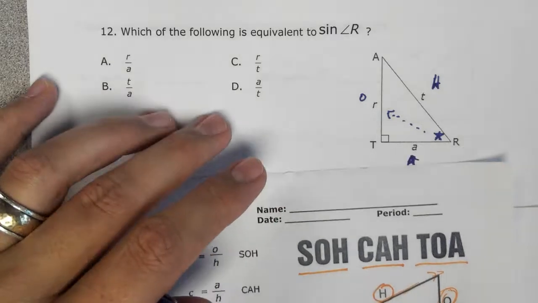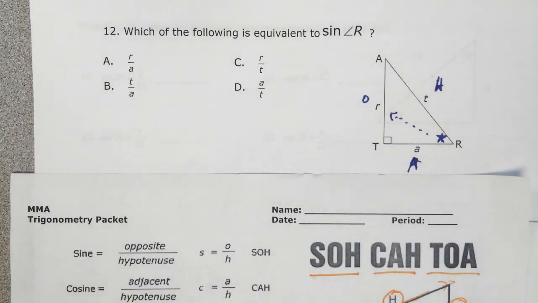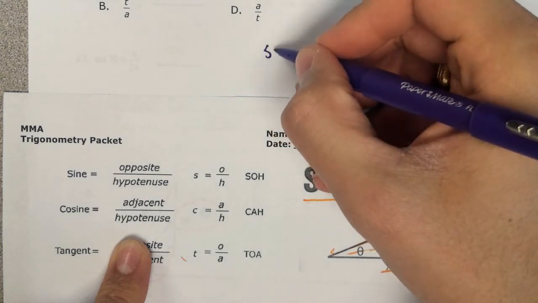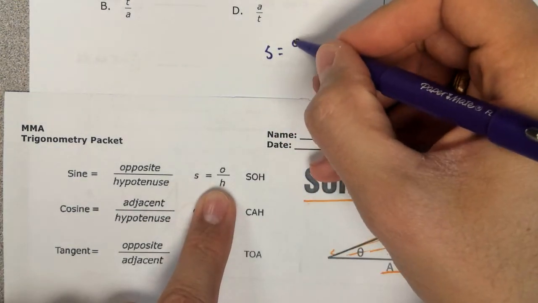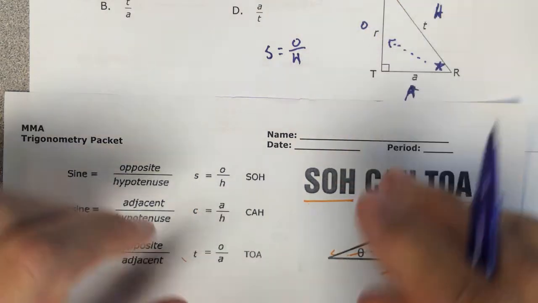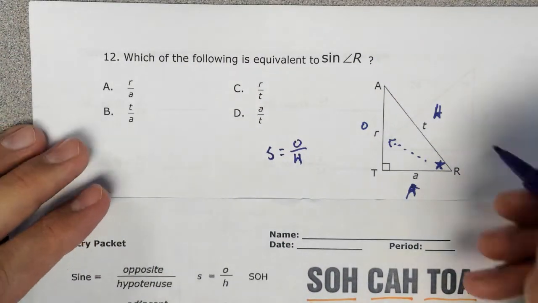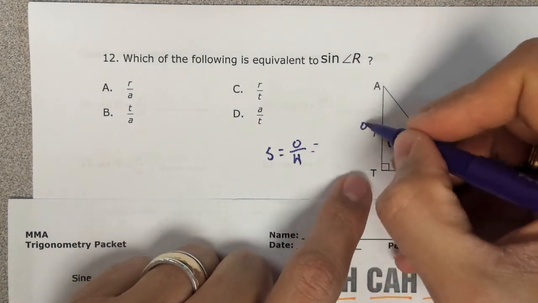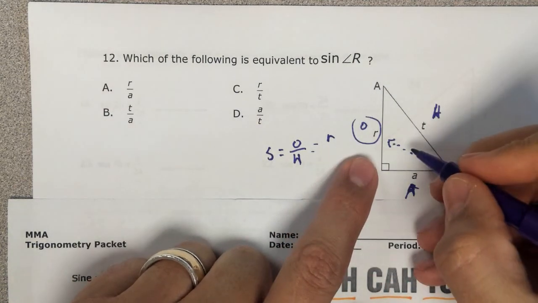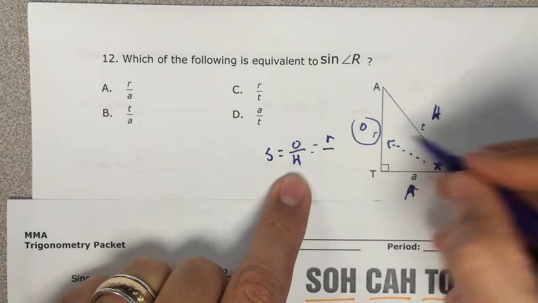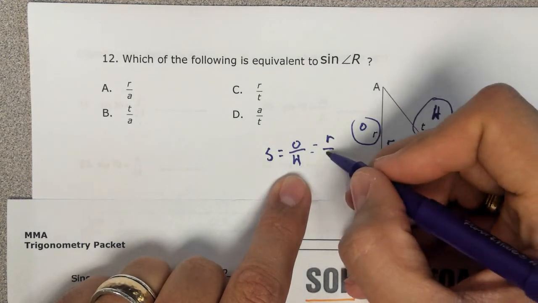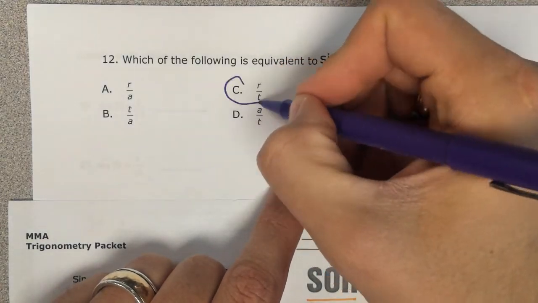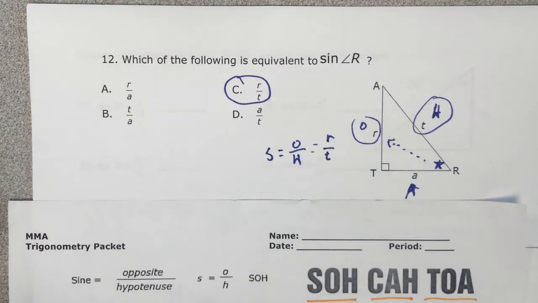Okay, sine. What are we going to use for sine? My sine, according to my first day packet, is equal to opposite over hypotenuse. So we're going to use opposite. My opposite is R. And then I have my hypotenuse, which is T. So we have R over T, and that is choice C.